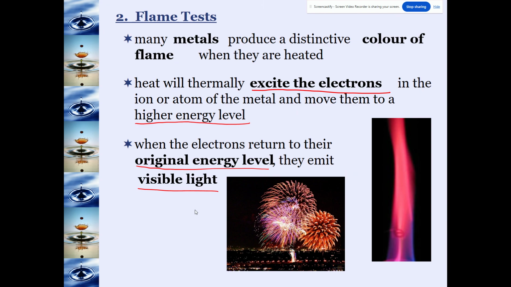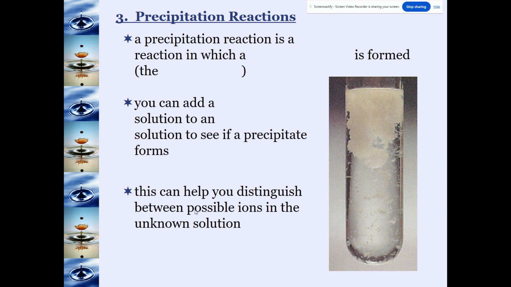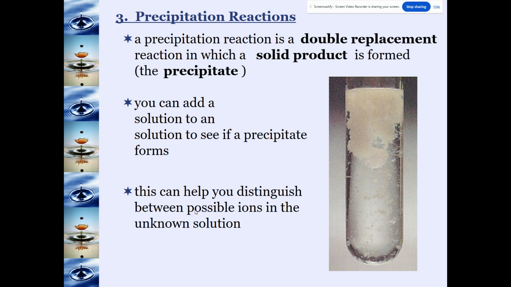in that compound. The last test that we have is something called a precipitation reaction. A precipitate is a solid product that gets formed when you start with two clear solutions. You mix them together. If it all of a sudden turns cloudy, that means a solid product or a precipitate was formed. So the way this works is you're going to have a solution with two possible ions in it. You're going to add a known solution to that unknown solution to see if a precipitate forms.